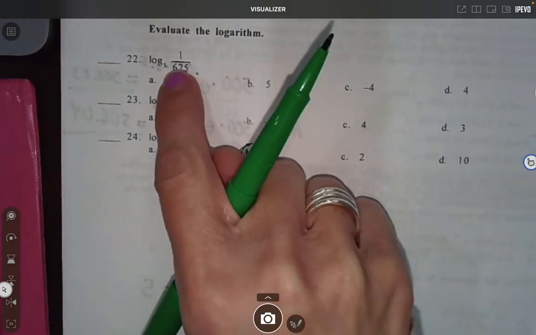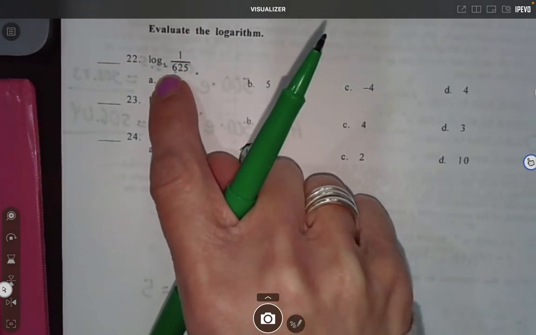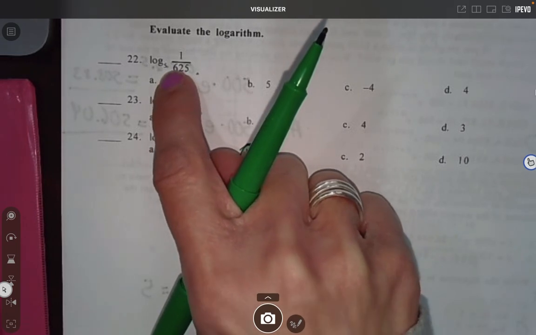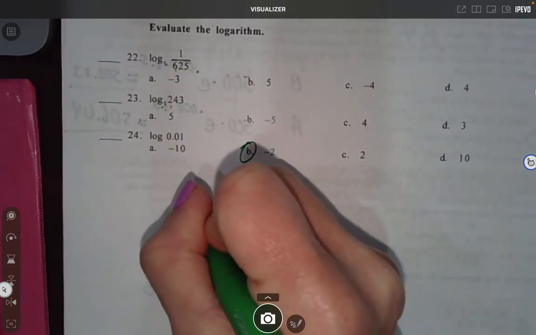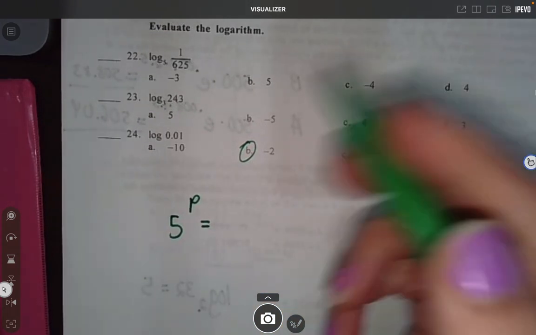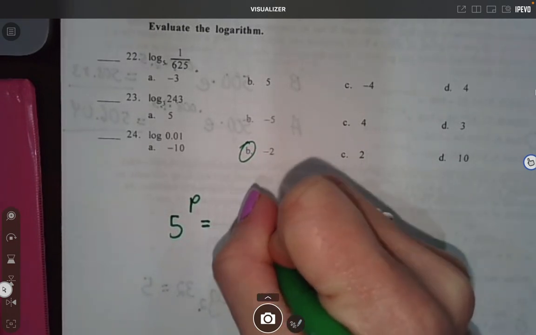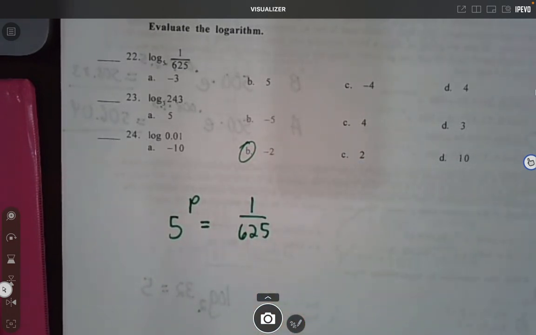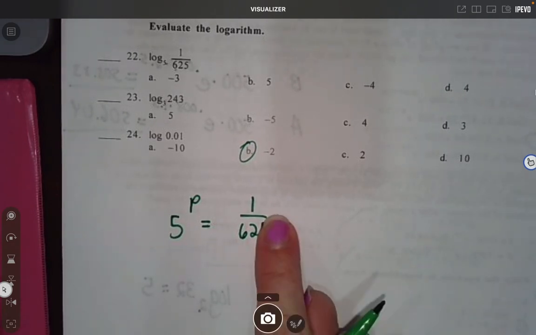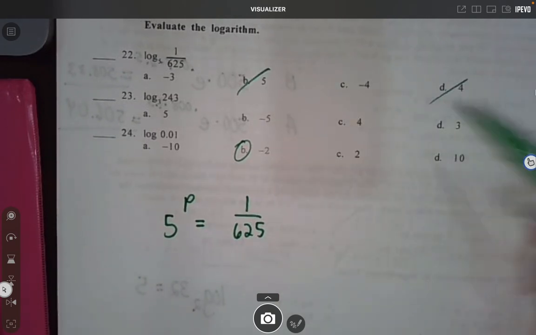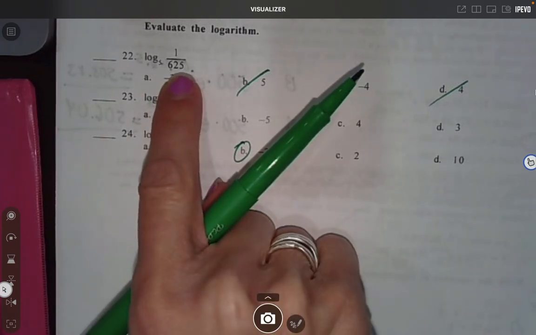So you're going to say the base to the power equals the number. What is our base? Your base is 5. Do I know my power? No. Number 22 now. The base to, I don't know the power, equals my number. What's the first thing you're going to be able to tell about your exponent? It's going to be negative because it's a fraction. So you have already narrowed down 2 answer choices. 50-50 chance now. If it's a fraction, it's going to be negative.